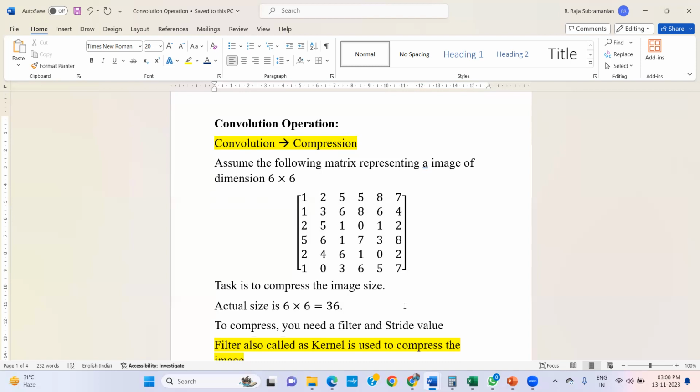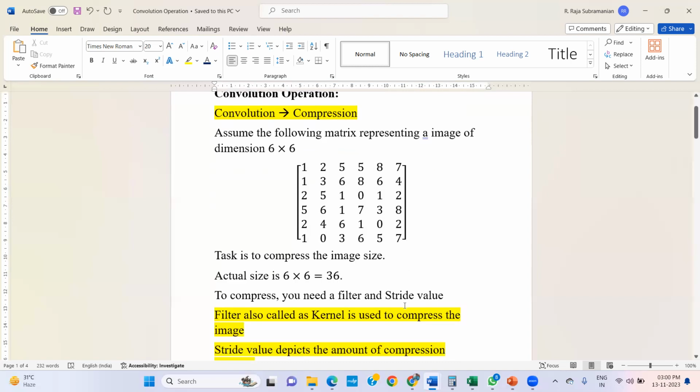So when we go for convolution, I don't want 36 pixels; give me only a small number of pixels, which is necessary to take only the important features or important pixels in the image. So that is why I will go for a convolution.